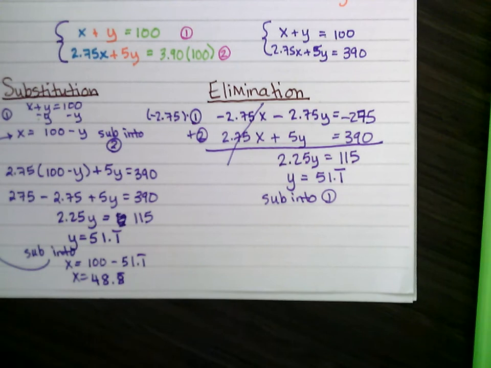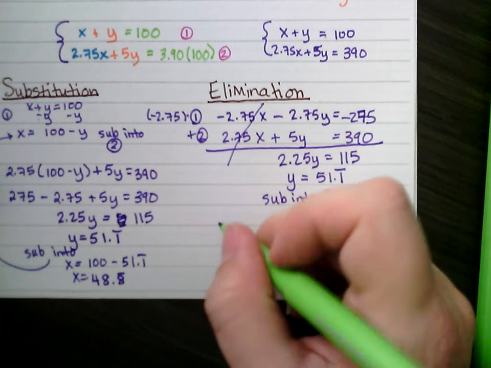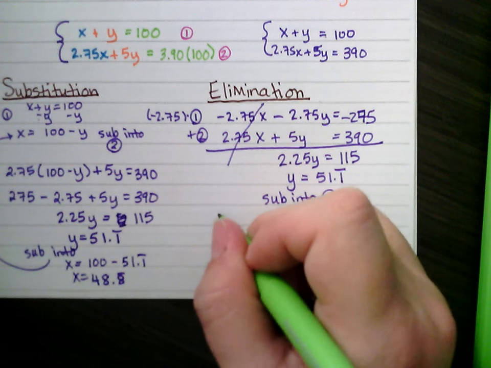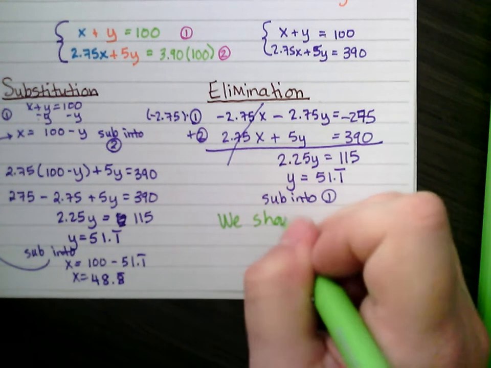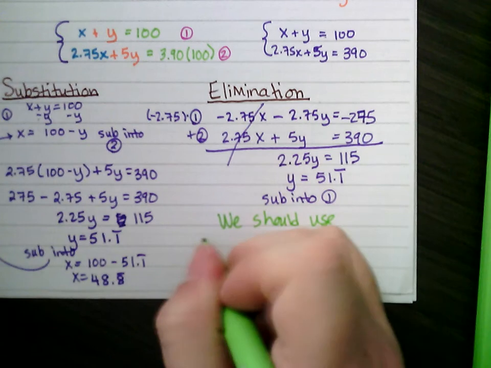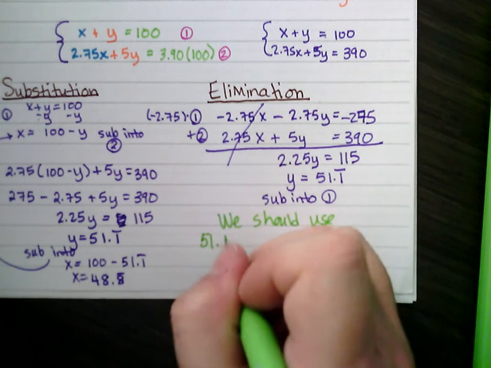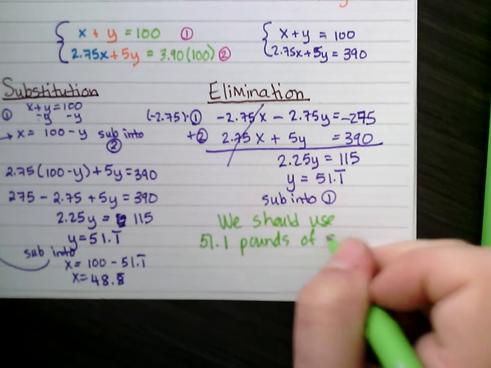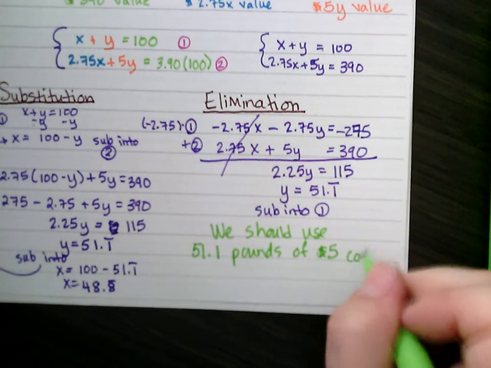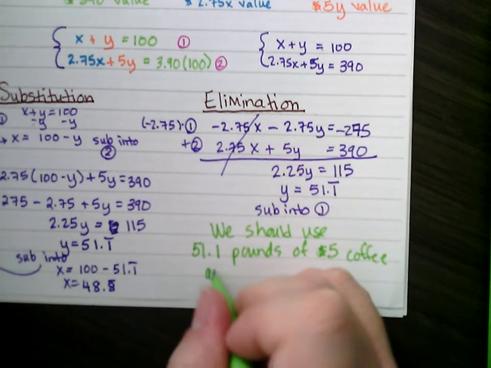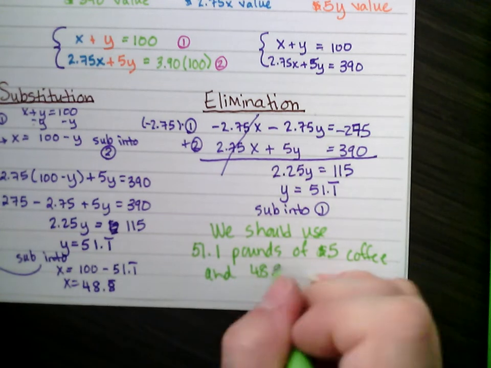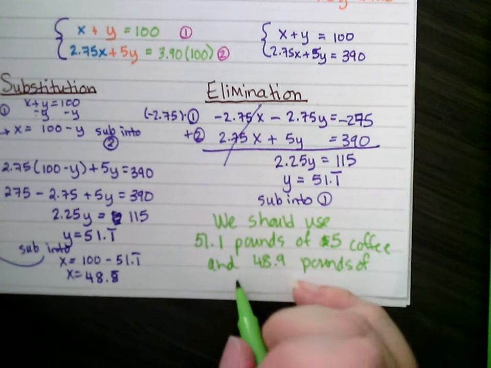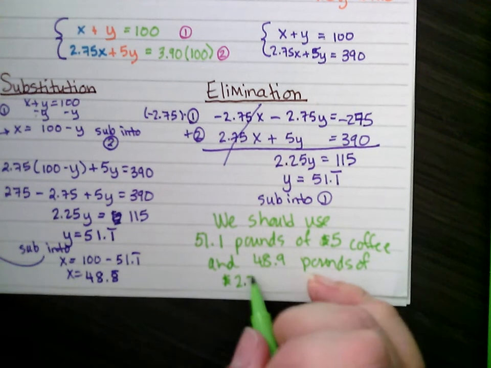And then we would know that we should use the 51.1 pounds of the $5 coffee and 48.9 pounds of the $2.75 coffee.